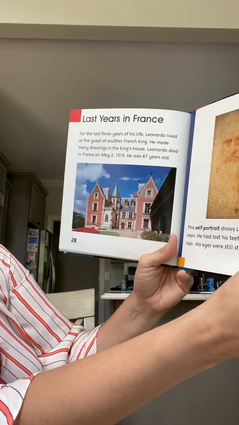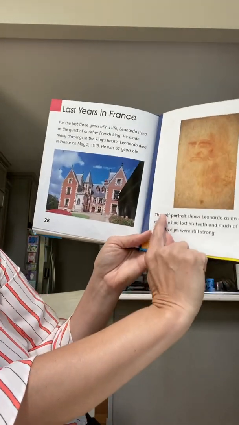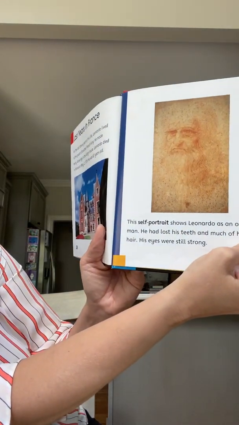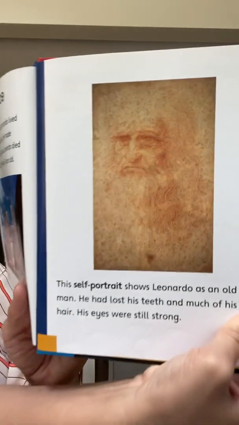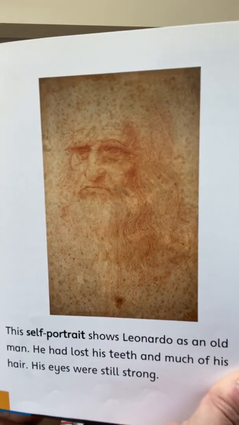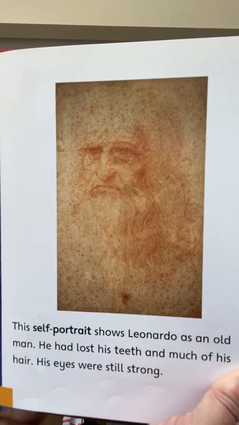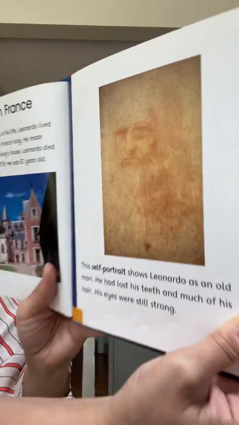He was 67 years old, and here is a self-portrait that shows Leonardo as an old man. He had lost his teeth and much of his hair, but his eyes were still strong. So that's what he felt like he looked like. He did a self-portrait. We've done that before in kindergarten.